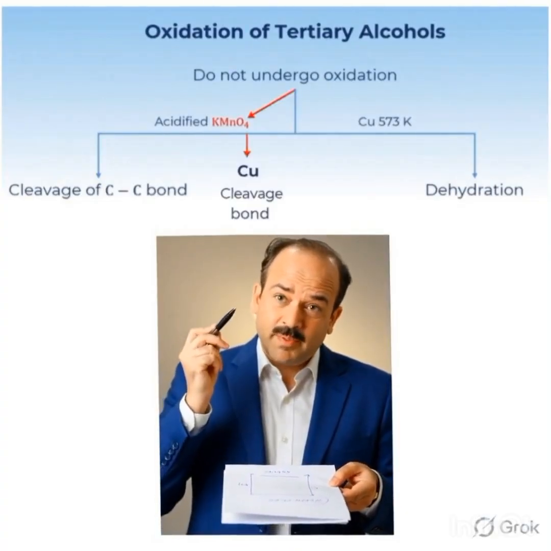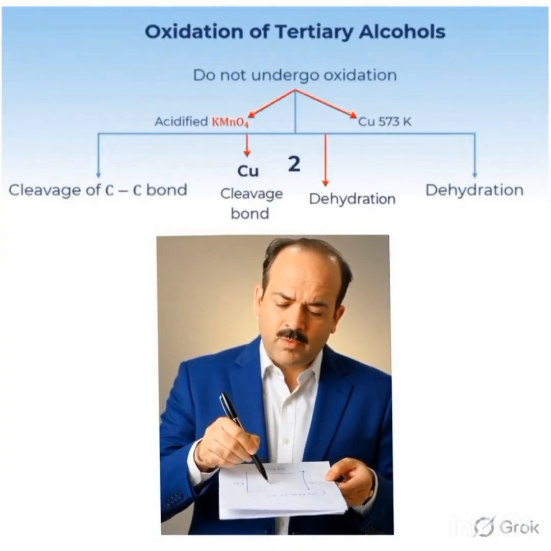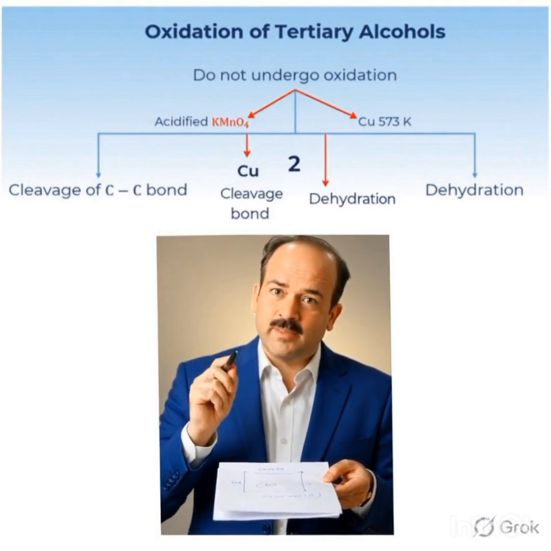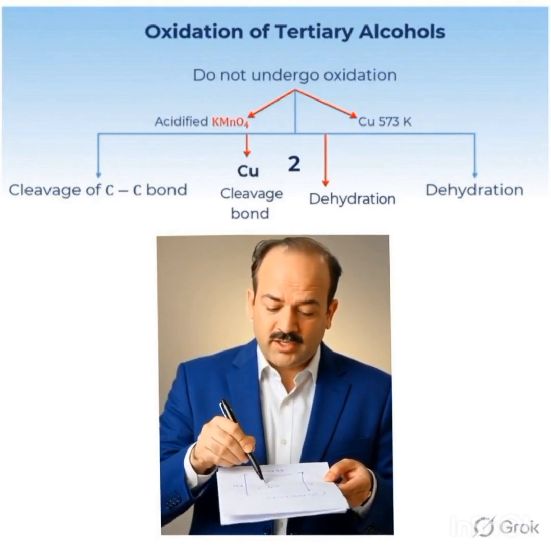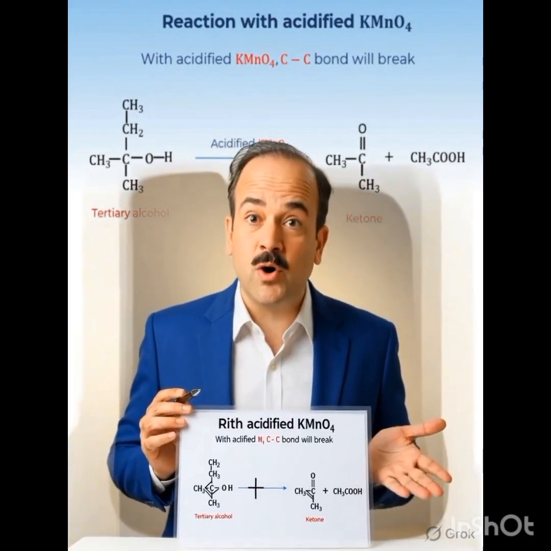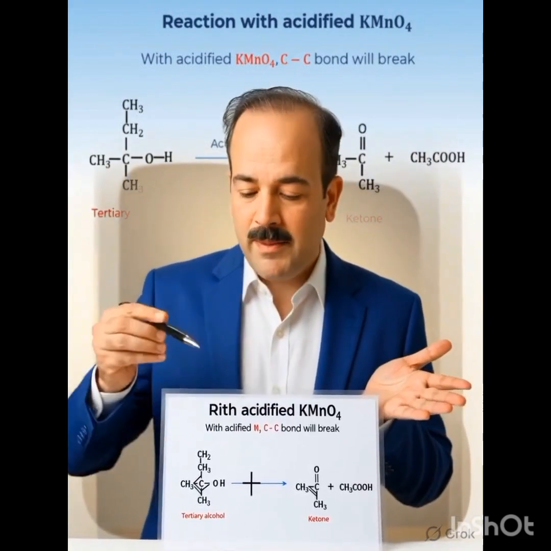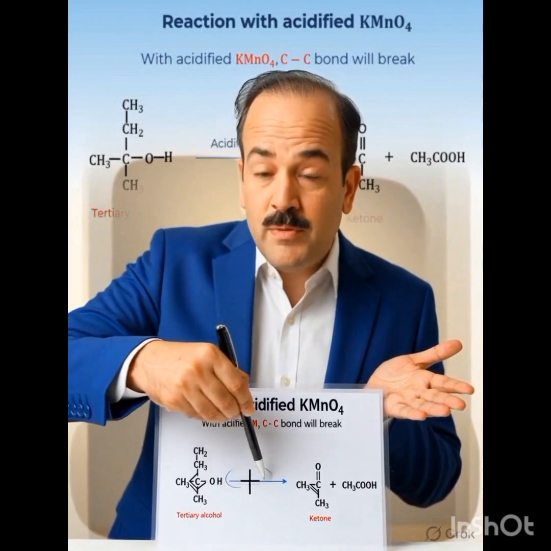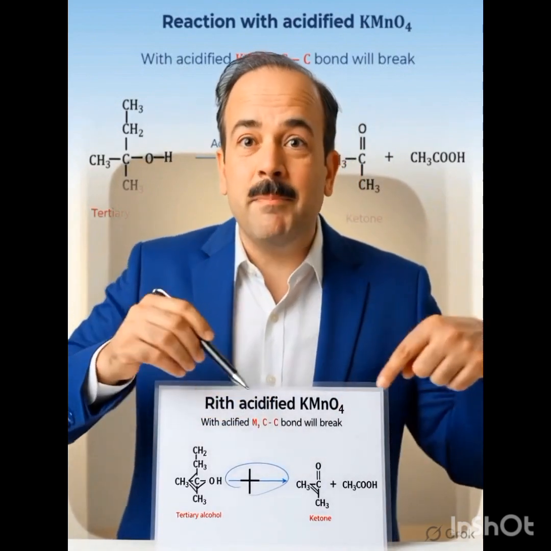With acidified potassium permanganate, we see cleavage of the carbon-carbon bond, and with copper at 573 Kelvin, no oxidation for tertiary alcohols. Hello, today we will see the reaction of a tertiary alcohol with acidified potassium permanganate. The pen shows the breaking bond. This is the key step in the mechanism.